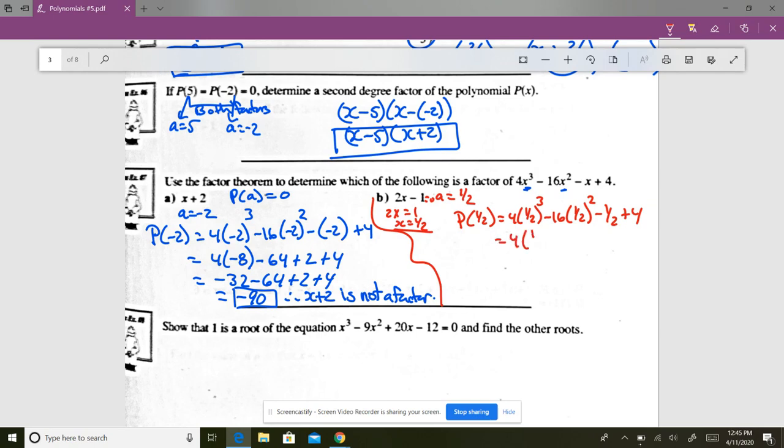1/2 cubed is an 8th. 1/2 squared is a 4th. 4 times an 8th is 4 over 8, which is 1/2. 16 times 1 is 16, divided by 4 is 4, minus a half plus 4. That half and that half cancel, and that 4 and that 4 cancel. So the remainder is 0, therefore 2x minus 1 is a factor.